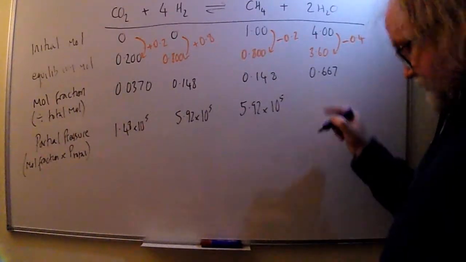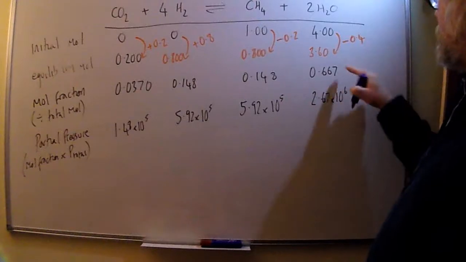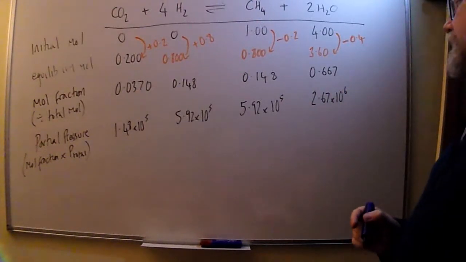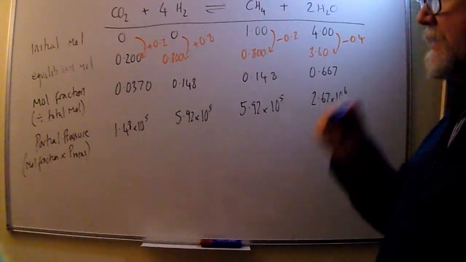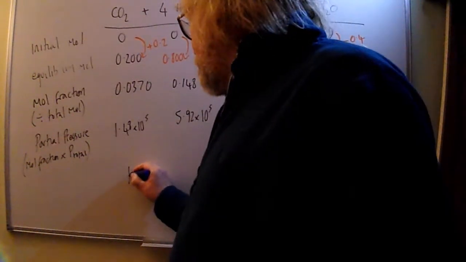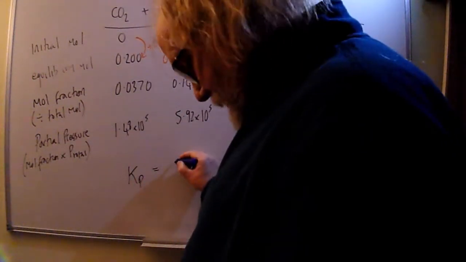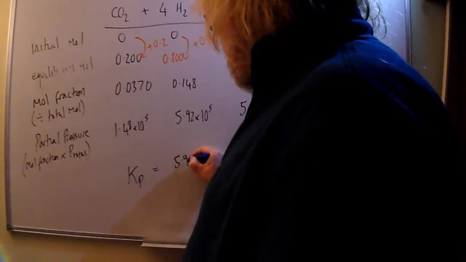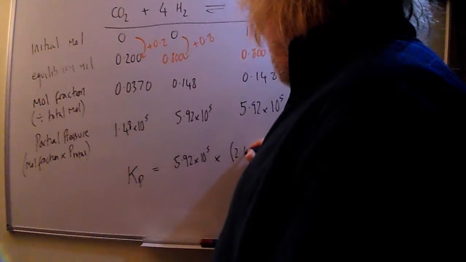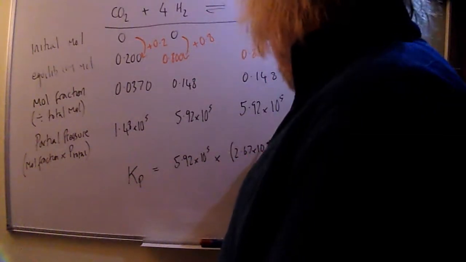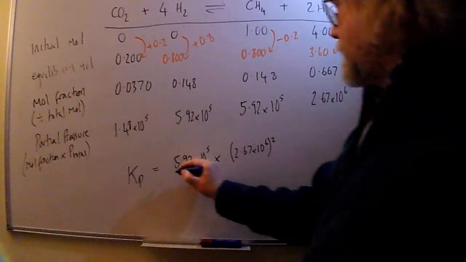And this one is 2.67 times 10 to the 6, because it's a bigger mole fraction, so a bigger partial pressure. So we've now got the pressures of each substance, and they're ready then to go into the Kp expression, which we've already written down earlier on. So we take stuff on the right first, so we get 5.92 times 10 to the 5 times 2.67 times 10 to the 6 squared, because we've got the 2 waters, so that number needs to be squared.